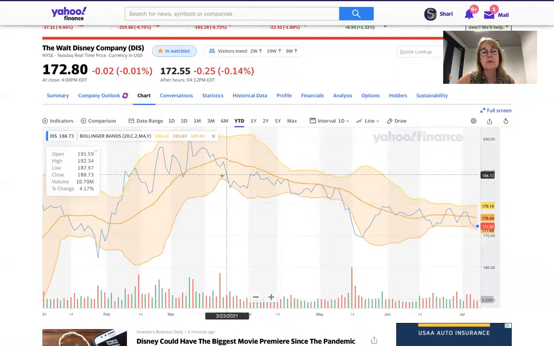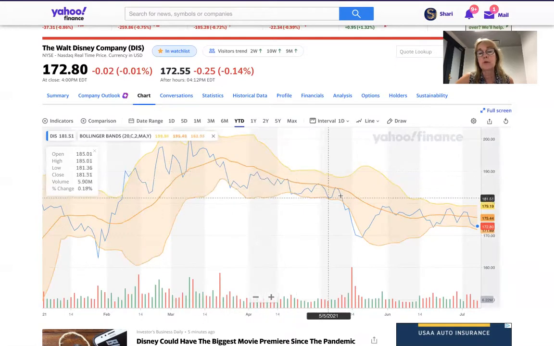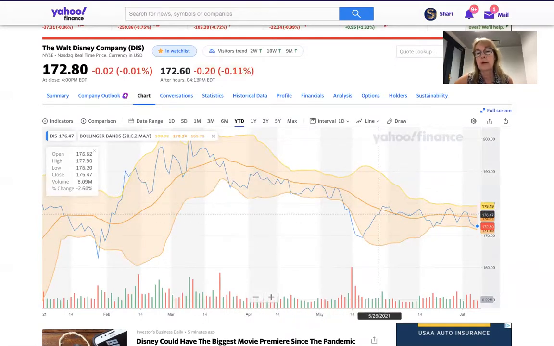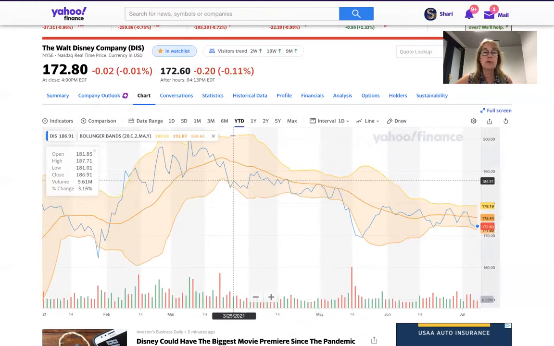Ever since last March, Disney has not been able to break through its moving average. Well, it did right here. So anyway, there's the moving average. And so the Bollinger Bands are 2 standard deviations above and below the moving average.